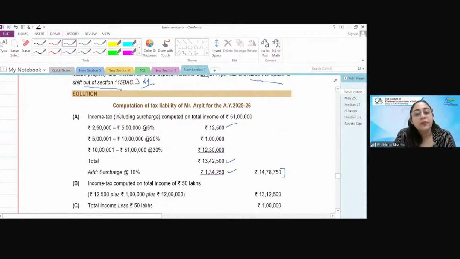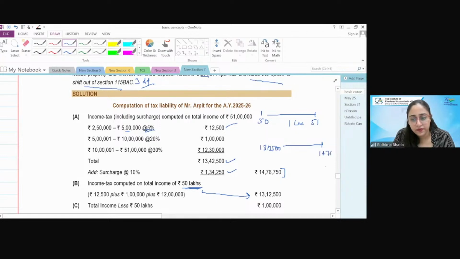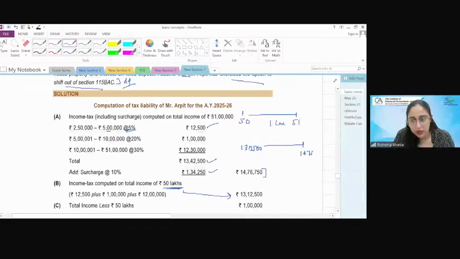But if my income would have been only 50 lakhs, tax would have come as 13 lakh 12,500. Income increased from 50 to 51, by 1 lakh rupees. Tax increased from 13 lakh 12,500 to 14 lakh 76,750. How much does it come, students?